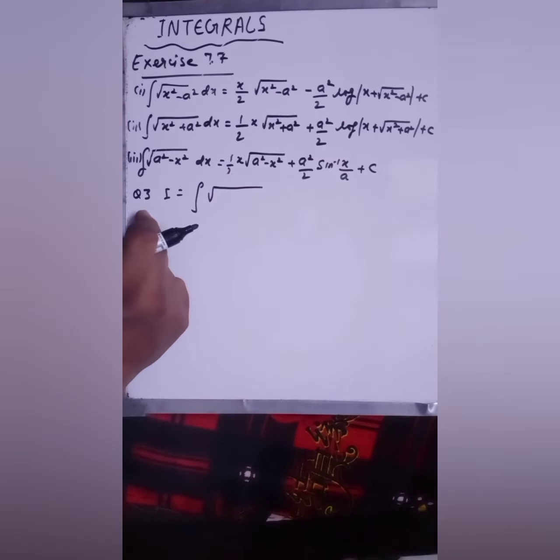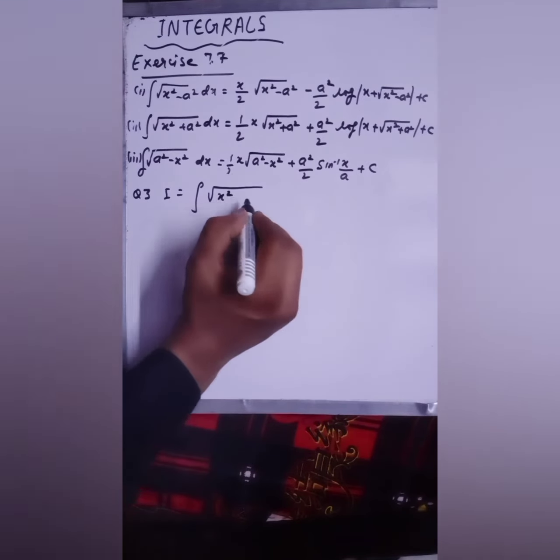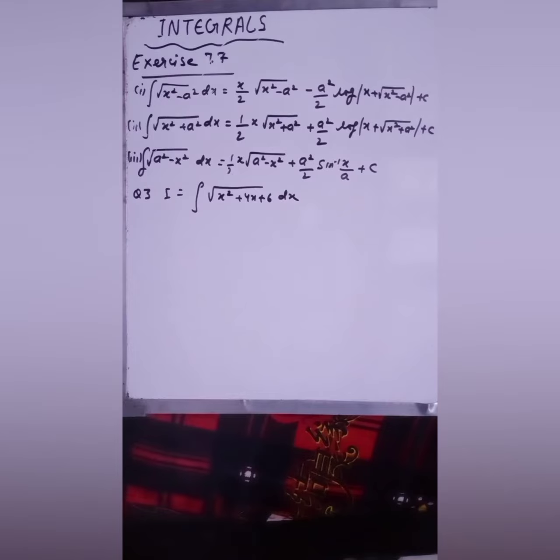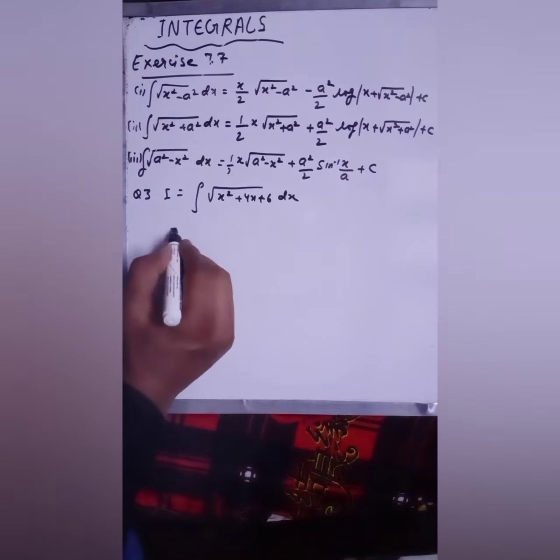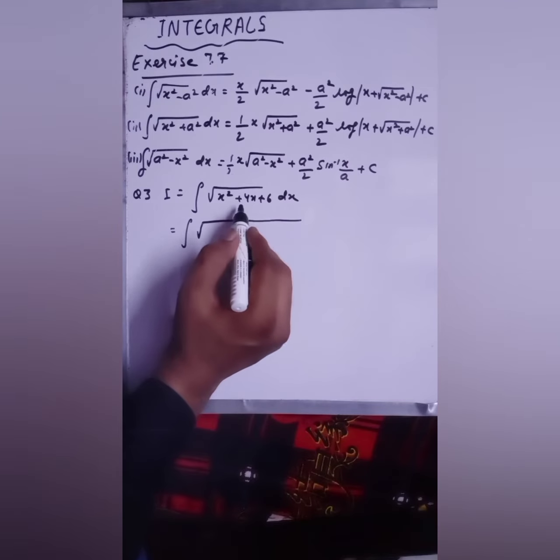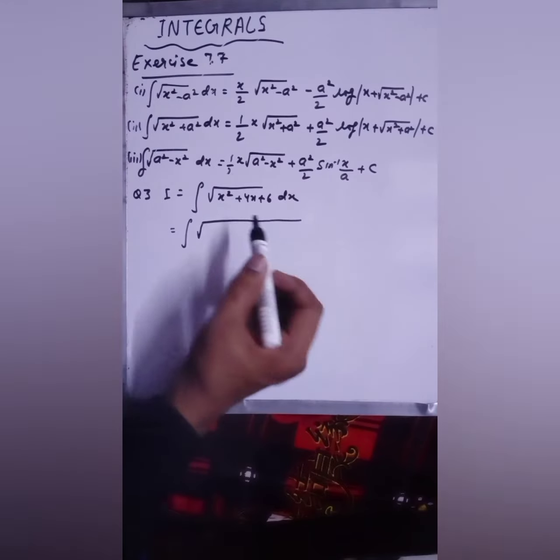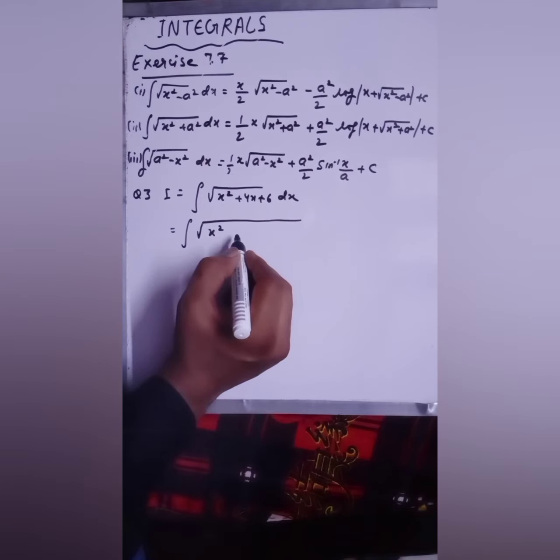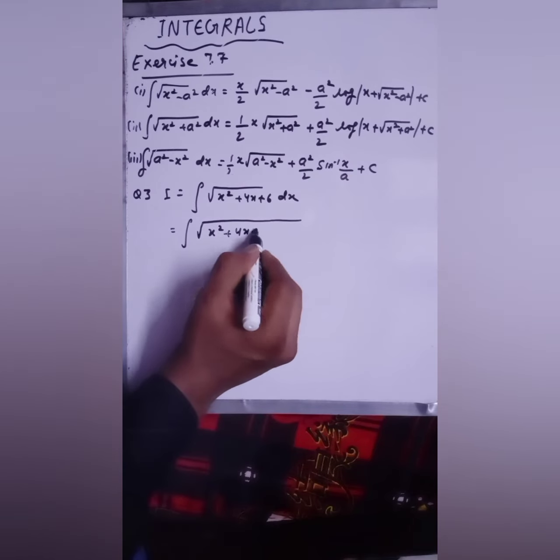Now I'm solving question number 3 of this exercise. Here x square plus 4x plus 6 into dx is given to us, and we have to find the integration of this. First of all, you have to convert this into this form. Actually, the completing the square method you have done in your 10th standard, so the same trick you have to apply here. So x square plus 4x plus 6.